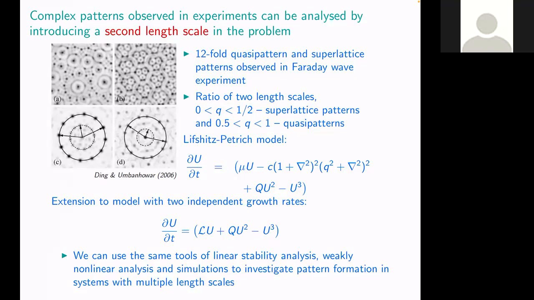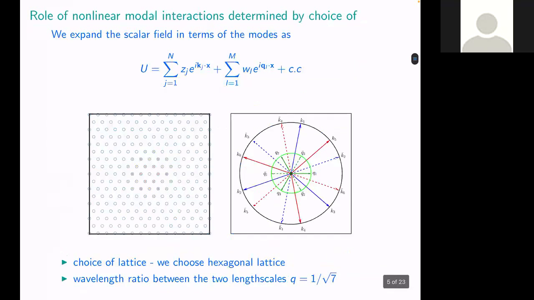Okay, so with that, we try and look more into how we might think about nonlinear terms influencing pattern formation. In order to do that, let's do a modal decomposition of our scalar field U. We have here the expression written in terms of capital N wave vectors at length k_j and capital M wave vectors at length q_l, of course, with their complex conjugates. And each of these wave vectors, k_j and q_l, evolve in time with their independent amplitudes, which are given by z_j and w_l.